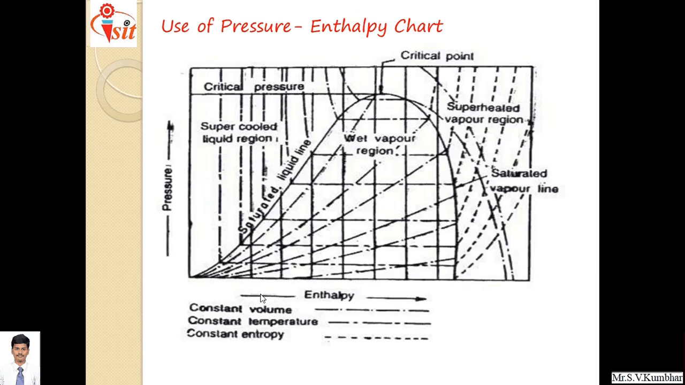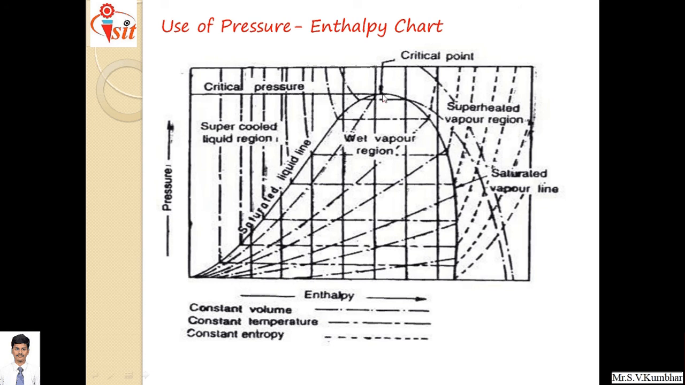Now, the use of the enthalpy chart. The pressure versus enthalpy chart, that is the pH chart, is used in refrigeration for solving numericals. Before we start, we will quickly introduce the pH chart. This is the pressure enthalpy chart, on which there is one curve with the saturated liquid line and the saturated vapor line. These two lines meet at one point, that is the critical point.